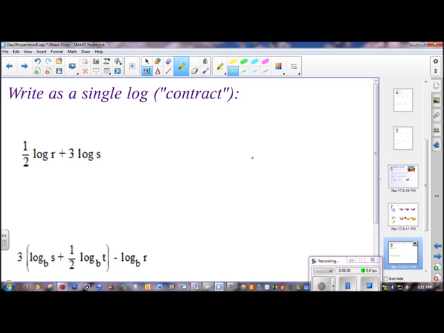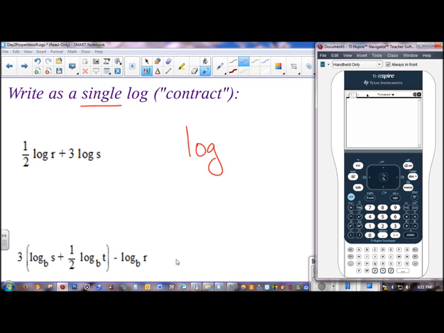Now we want to write it as a single log, or contract. Well, the fact that the instructions say a single log, and yes, it's still very important to read the instructions, means we're only going to write the word log once. You don't see a base here. And when you don't see a base, let's take a look at what our calculator will do.